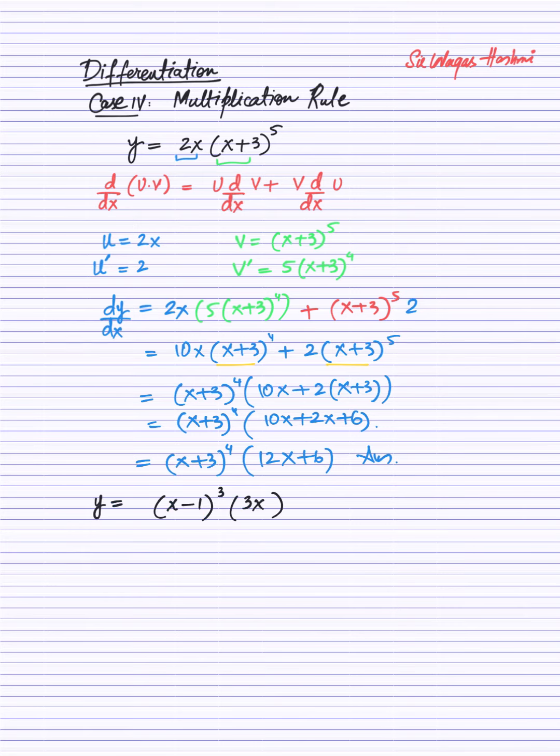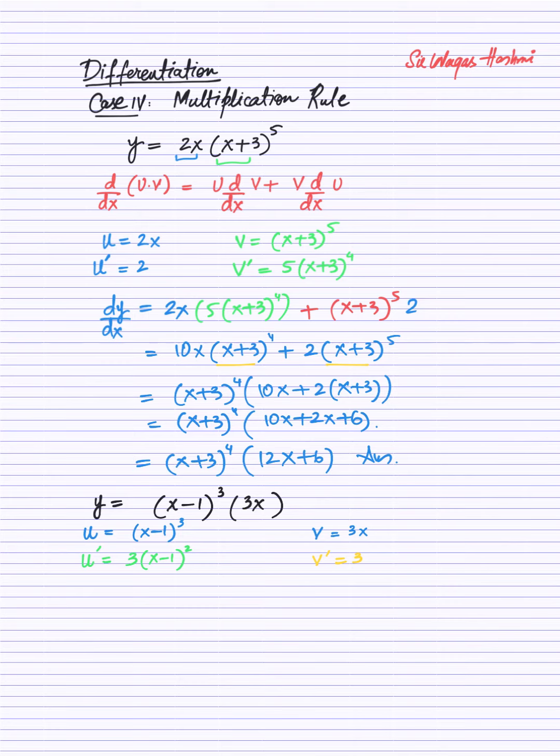So let's take one more example, y equals (x minus 1) power cube times 3x. At first we need to assign u and v because the two functions are multiplying. So u equals (x minus 1) power cube and v equals 3x. Then we need to find the derivative of u: first write down the power and then subtract 1 from the power. Similarly, the derivative of v is 3.